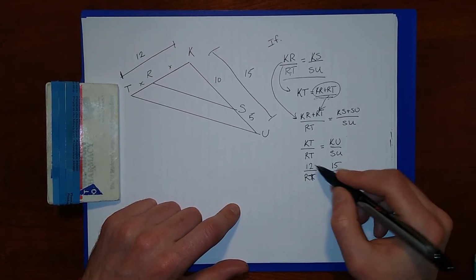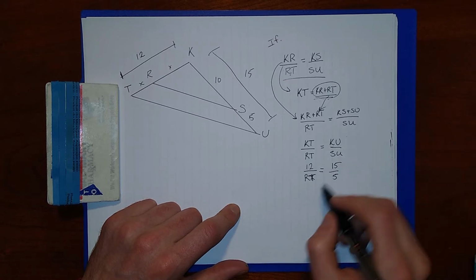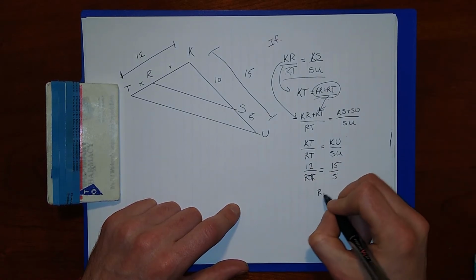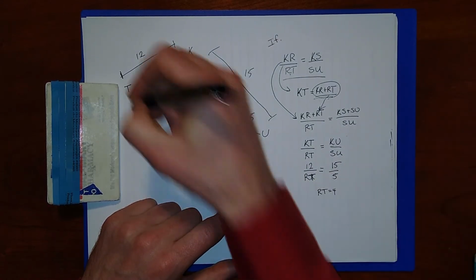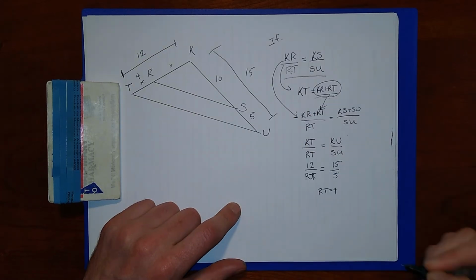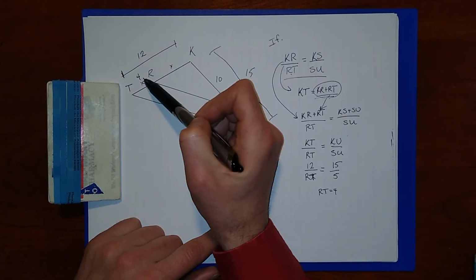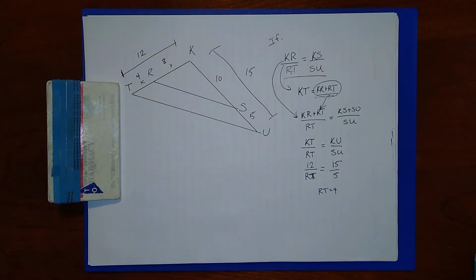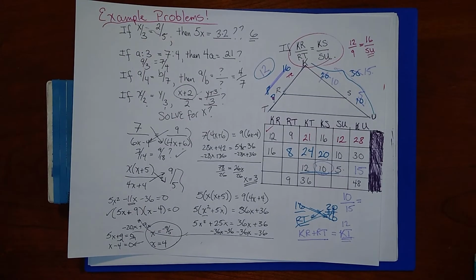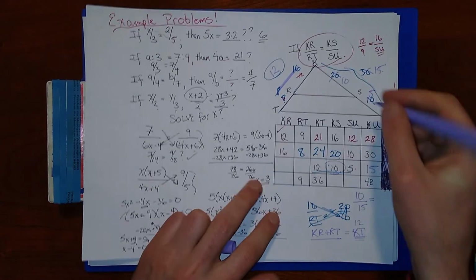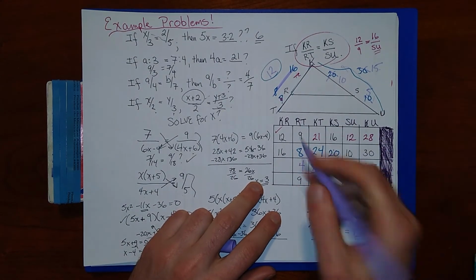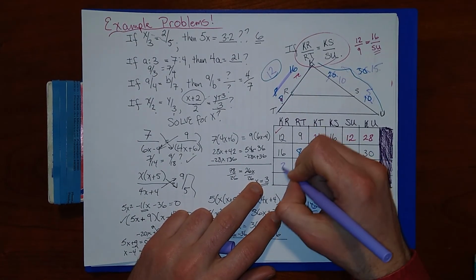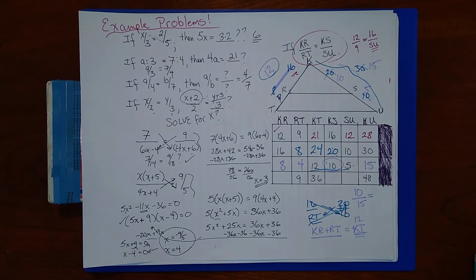So again, if I cross multiply this, I get 60, and then when I divide by 15, I'm going to get 4. So RT is going to be 4, and then if this is 12 and this is 4, this has to be the difference between those, so this will be 8. If we come back to our chart now, we can fill in those values. RT will be 4, and KR will be 8.